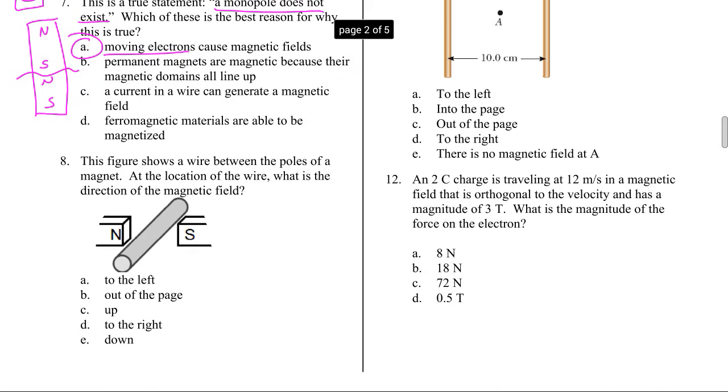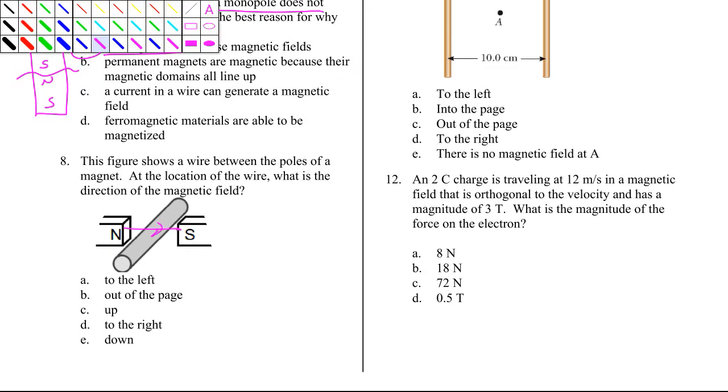This figure shows a wire between the poles of a magnet. At the location of the wire, what is the direction of the magnetic field? Magnetic fields always run north to south, so it's going to be to the right.